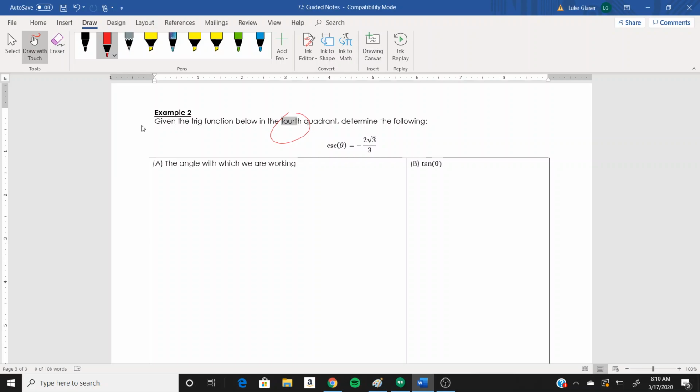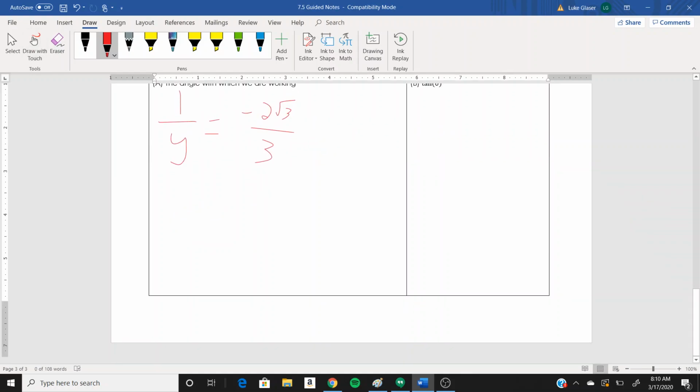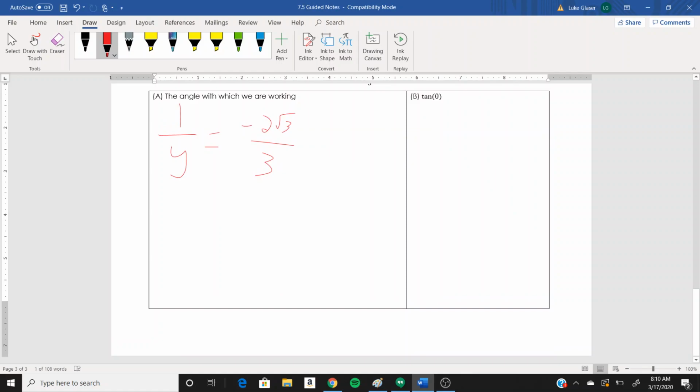It's going to be hard to tell that based just off cosecant, because cosecant is not on your unit circle. If you look on your unit circle, you don't have cosecant there. But I do know that cosecant is 1 over sine, or 1 over y, and I can set that equal to -2 root 3 divided by 3. Now, this is just an equation, and I can solve this by cross multiplying.